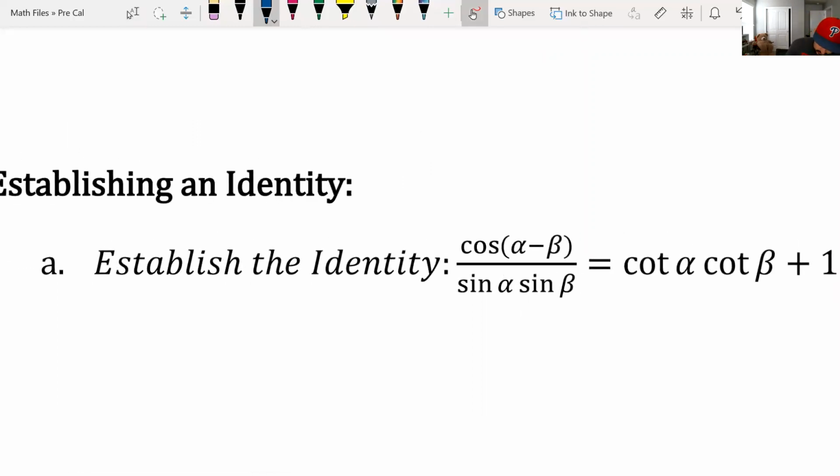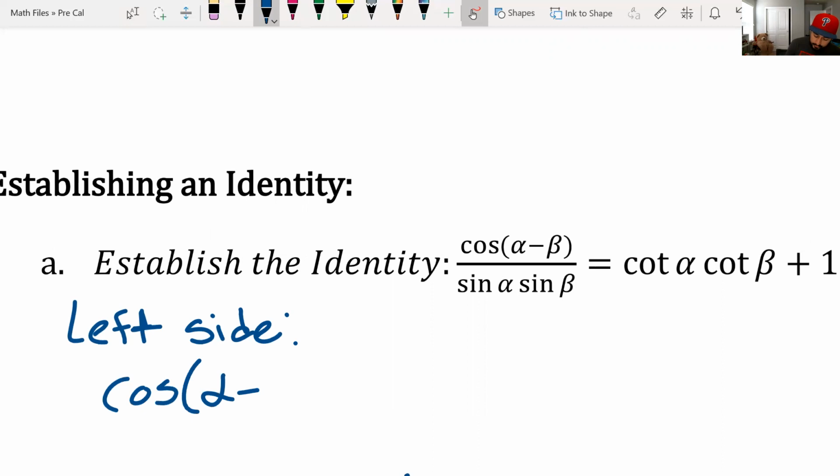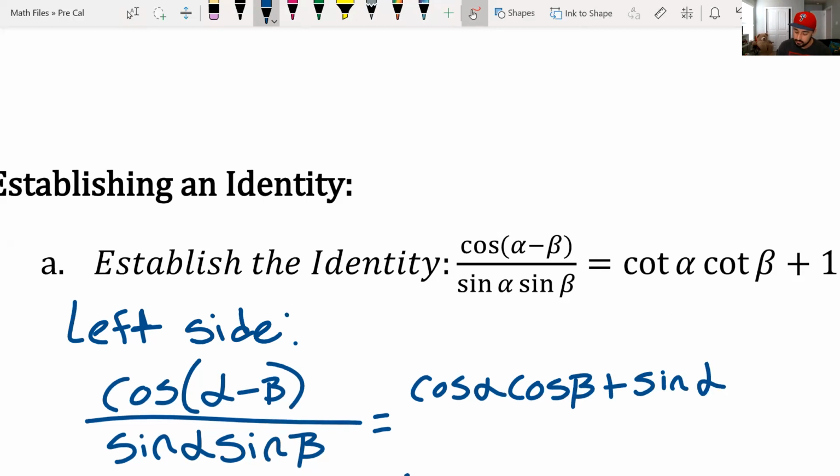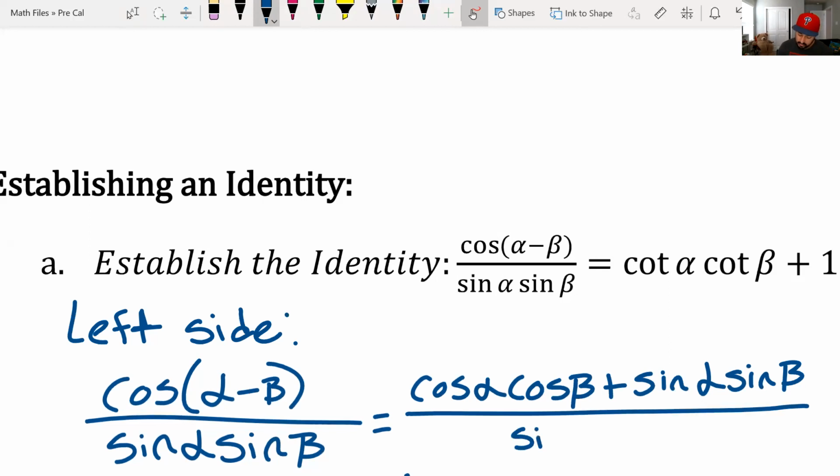So we're going to say left side. And we're going to start with cosine alpha minus beta over sine alpha sine beta. Expand the numerator by the difference formula for cosine. Cosine alpha, cosine beta, plus sine alpha, sine beta, all over sine alpha, sine beta.